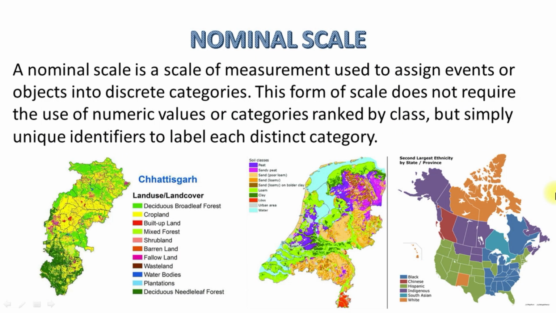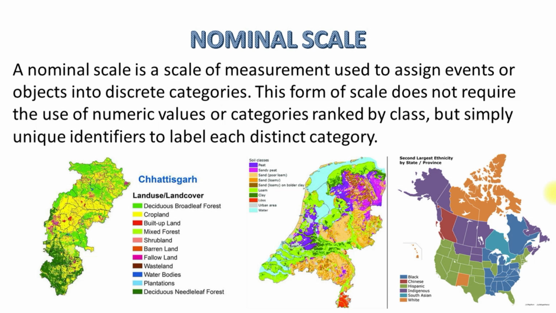So, nominal scale. A nominal scale is a scale of measurement used to assign events or objects into discrete categories. This form of scale does not require the use of numeric values or categories ranked by class, but simply unique identifiers to label each distinct category. You can see in the examples below, the first map on the left side is a land use and land cover class map. This is discrete raster data, and each land cover and land use class has its value within the attribute table, just a raster value, right?